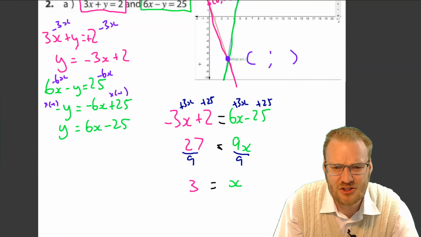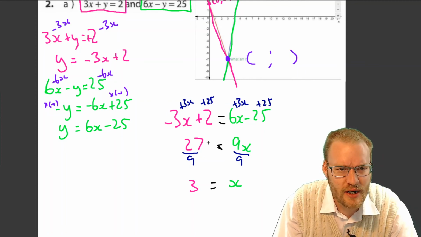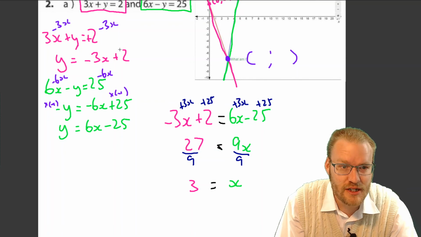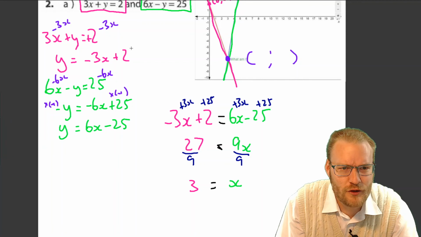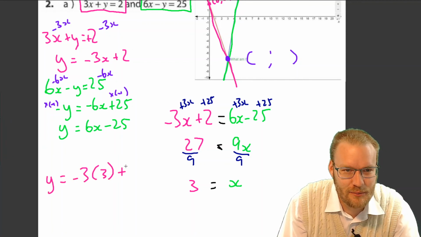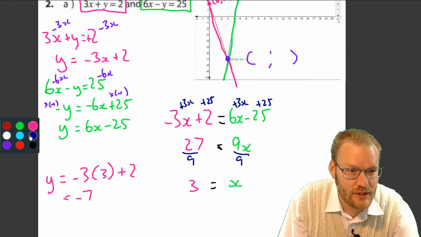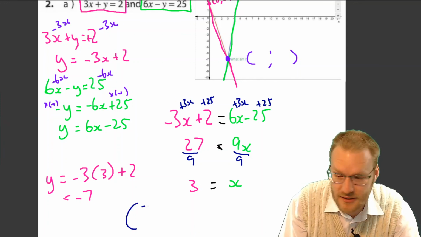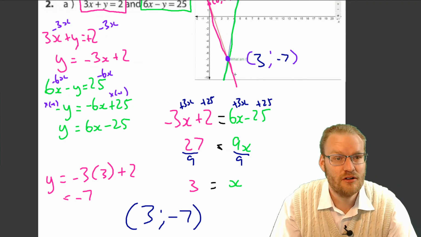I've got the picture here so I can check it. Cool. How am I going to work out the value of y? Substitute into either function. I'm going to substitute into the first function. Why not? y equals minus 3 times 3 plus 2, which is minus 9 plus 2, giving me minus 7. So therefore our point, nice to just sum it up, x is 3 and y is minus 7. (3, minus 7) is where the two graphs are equal to each other.